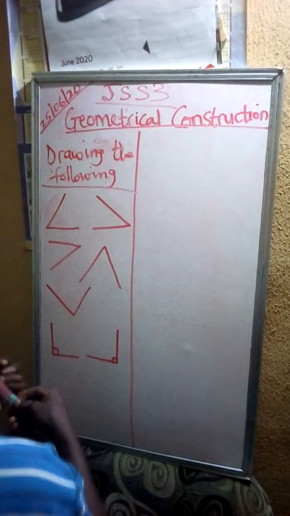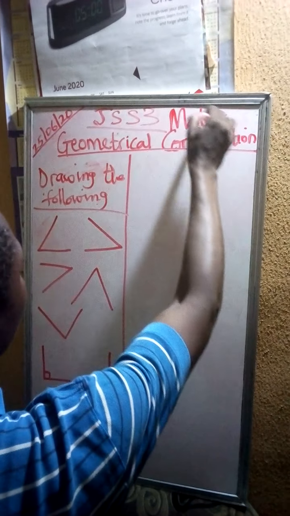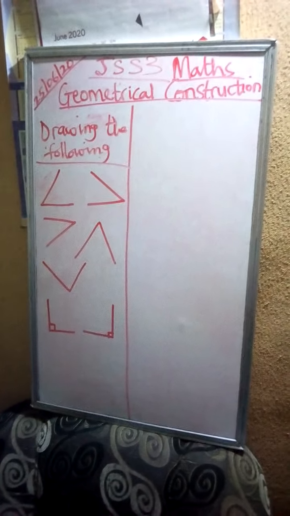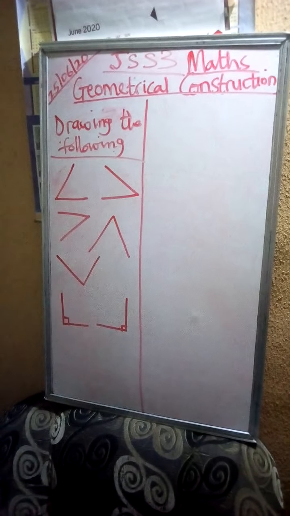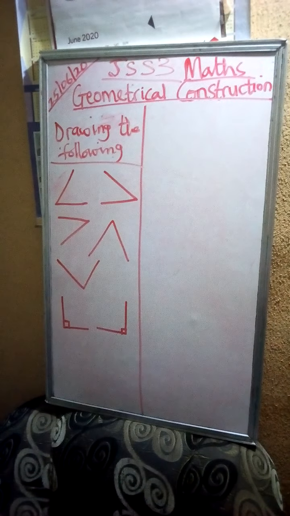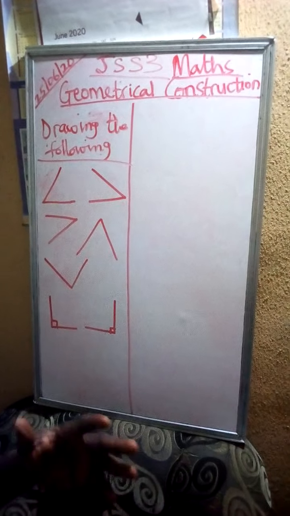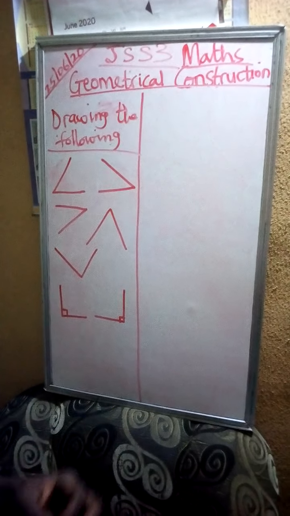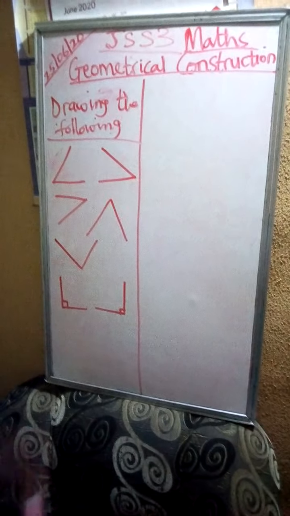GSS 3 Mathematics. The topic ahead of us is geometrical construction. When we are talking about geometrical construction, normally at secondary school level, we call it construction. But the reason why geometry is added is because it involves construction of angles. Lines, you join lines together to form angles. So that is the reason why it is called geometrical construction.